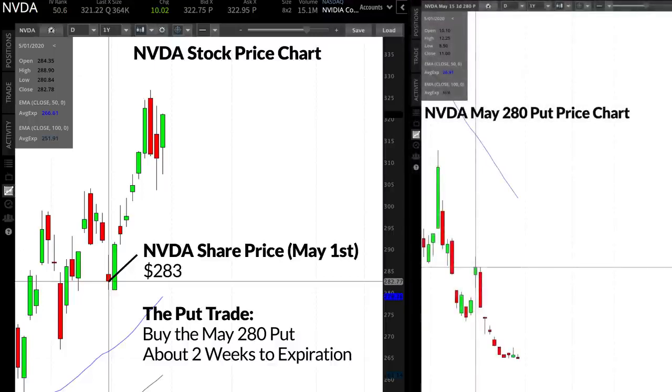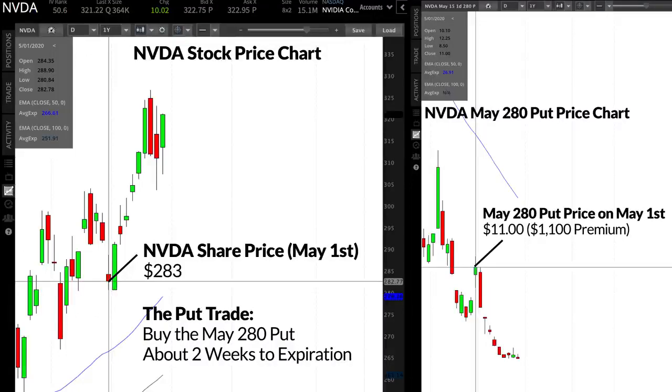On May 1st, the May 280 put option, meaning the put option in the May expiration with a strike price of $280, was trading for $11, meaning that I would have to pay $1,100 in premium to buy one of these put options, which had about 2 weeks to expiration at the time of entering this trade. So let's say a trader buys this 280 put option, paying $1,100 in premium for the put option that expires in 2 weeks in the May expiration and has a strike price of $280.